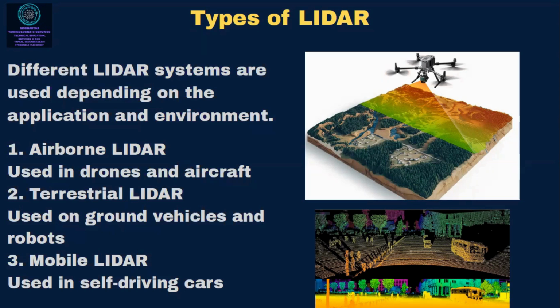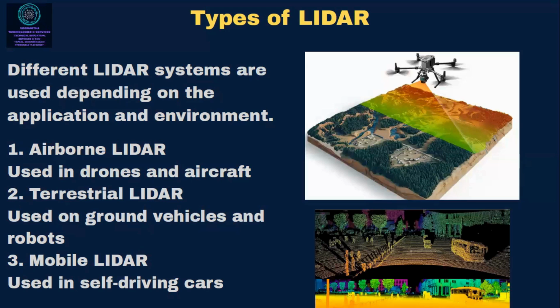Airborne means it will be kept on the top of a plane, which is very high, or otherwise it will be kept on drones. So airborne LiDAR is used in drones and aircraft, right? It will be scanning from the top. Then second is terrestrial LiDAR, that is used on ground vehicles and robots, which are moving on the surface.